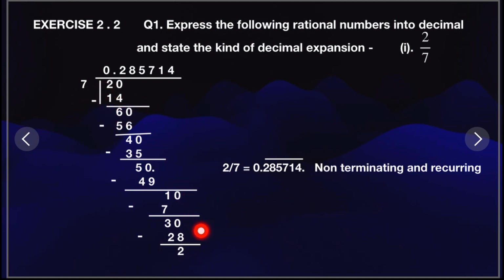Just follow the same method and then again you realize that you come to a remainder 2. So if you do further, again this whole thing is going to get repeated. And here again you will get 2, 8, 5, 7, 1, 4. So this 2 upon 7, when we convert it into decimal, we'll write like this and put a dash over the repeating part. So this is a non-terminating and a recurring decimal.